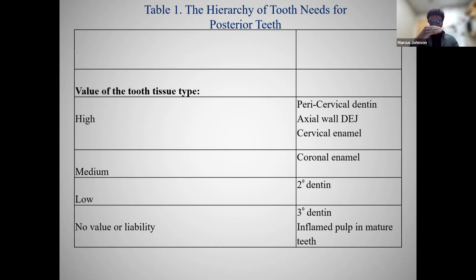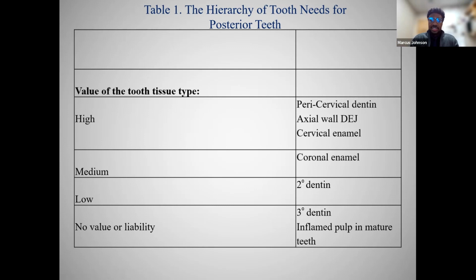Now, obviously, sometimes if the alveolar crest is shifting, we're kind of more or less focusing on the CEJ for that pericervical dentin, but obviously we want to try to maintain as much of that dentin at the cervical neck of the tooth as possible. Axial wall, again, important for ferrule, we understand that, and cervical enamel.